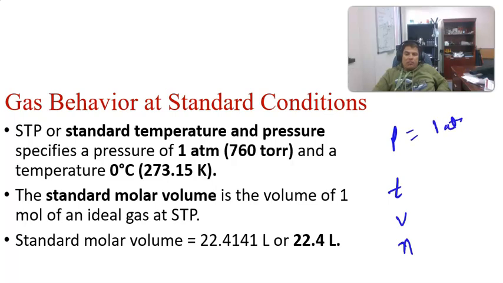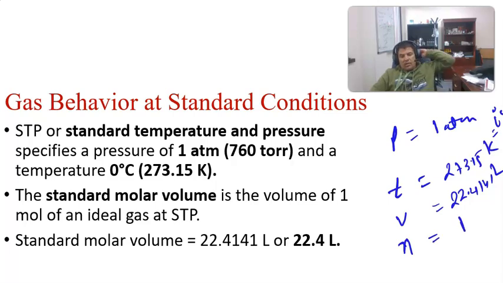Pressure is 1 atm. Temperature is 273.15 Kelvin or 0 degree centigrade. Volume is equal to 22.4141 liter, and number of moles is equal to the Avogadro number, which is one. So number of mole is one mole. So what we learn from these is that when number of mole is one, temperature is 273.15, and pressure is one, then volume is 22.4 liter.